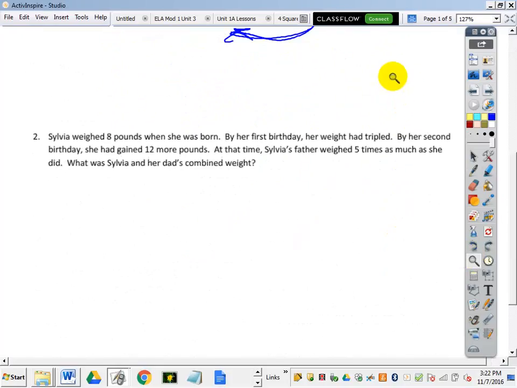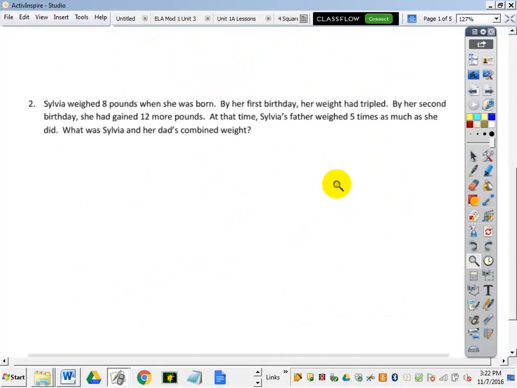Let's see for number 2. Sylvia weighed 8 pounds when she was born. All right, so she's weighing in at 8 pounds when she's born. By the first birthday, her weight has tripled. Aha, tripled. By her second birthday, she gained an additional 12 pounds. So it's going to go up, and at the time, Sylvia's father weighed 5 times. Well, I'm not going to get into that. Let's just find out how much she weighs by the time she's at her second birthday.